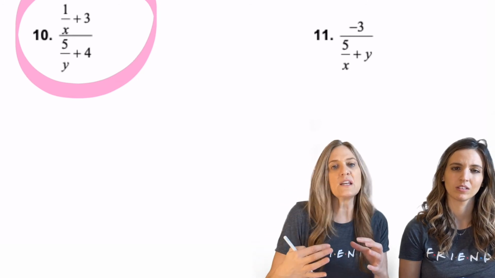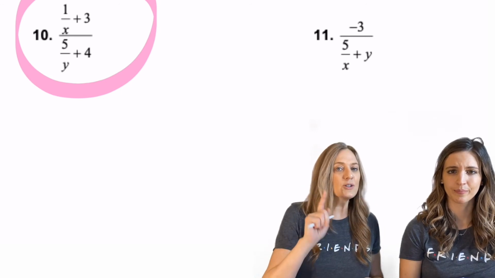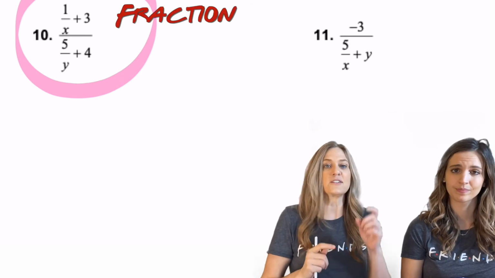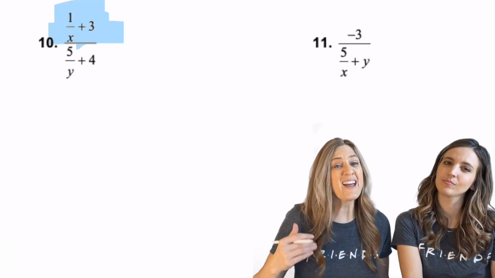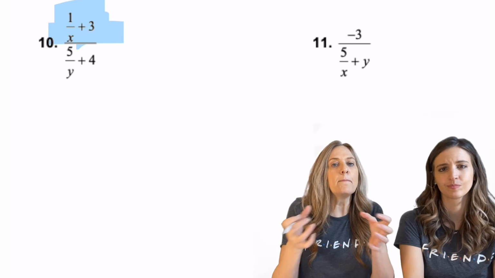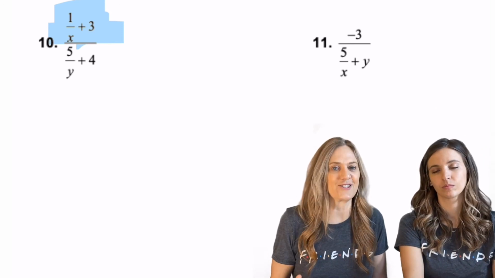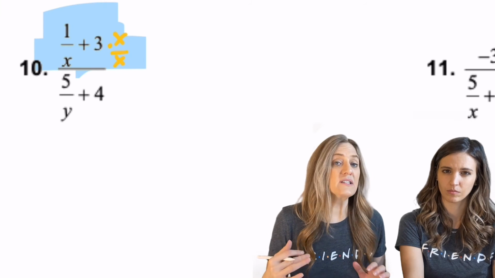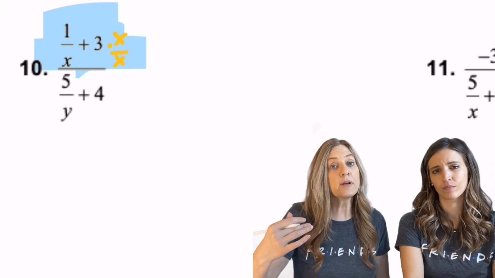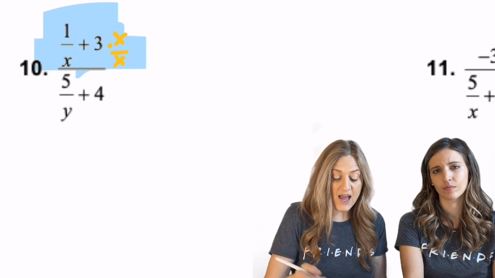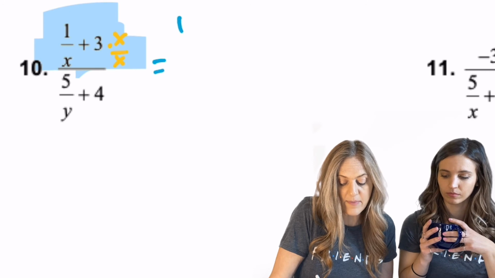So the first thing we need to do is rewrite this complex fraction so that it looks like a single fraction divided by a single fraction. In the numerator, we have 1 divided by x plus 3. So we need to combine that into one fraction. That's why we practice adding fractions. I see that the least common denominator in 1 divided by x plus 3 is just x. So I'm going to multiply 3 by x divided by x. That gives me 1 plus 3x all divided by x now.